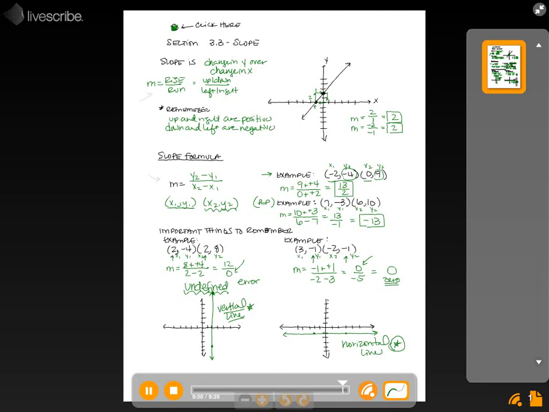Your slope formula, way up here, m equals y2 minus y1 over x2 minus x1. That's important. And then if you've just got a graph, if you're going to count the slope, it is rise over run. Make sure you understand all that, and those are your notes on section 3.3 for slope.